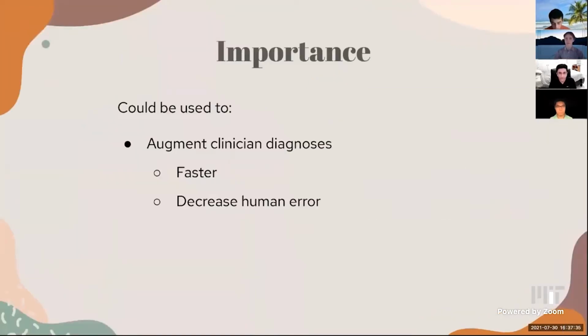The importance of our project is that our machine learning model could be used to help augment clinician diagnoses. In some cases, it could also be faster to just use our model to get a diagnosis directly. And our model may be able to help decrease human error. As some of you may know, colon cancer is the second most misdiagnosed cancer in the world. So our model may be able to pick up on small details that human physicians would normally miss.